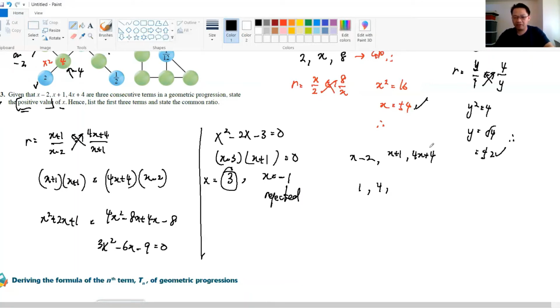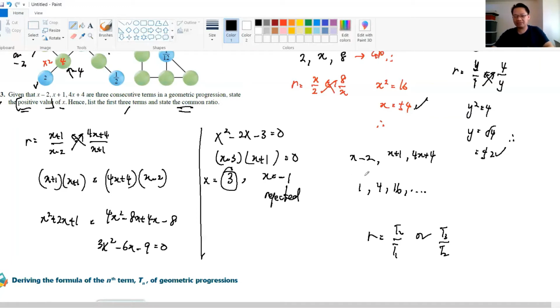We put 3 here, 12 plus 4, which is 16. Okay, and so on. Now, that is the first 3 terms, and we state the common ratio. To find the common ratio, it is T2 over T1 or T3 over T2. So, it's up to you. Choose which one you like.